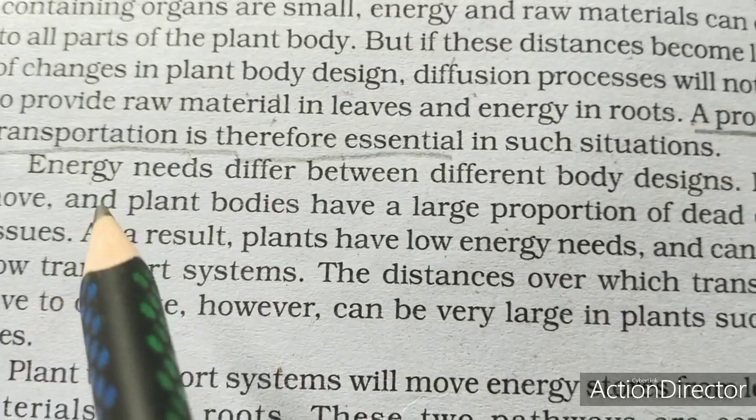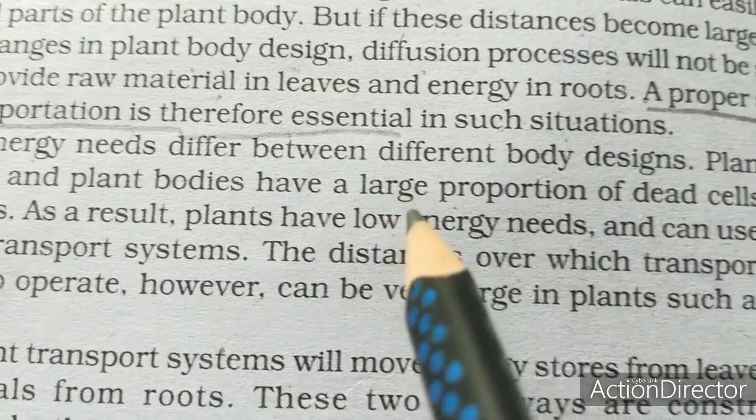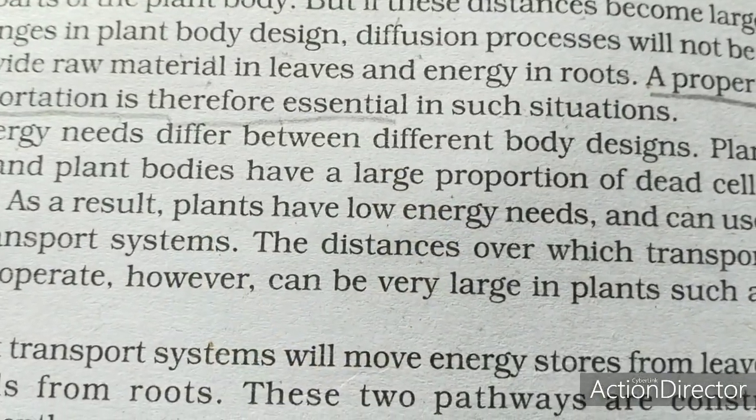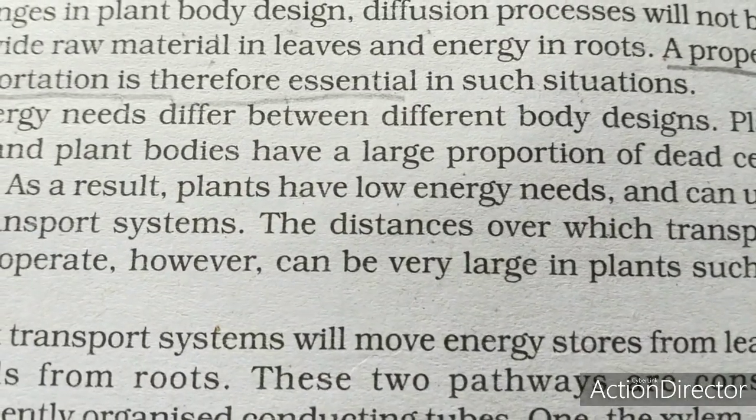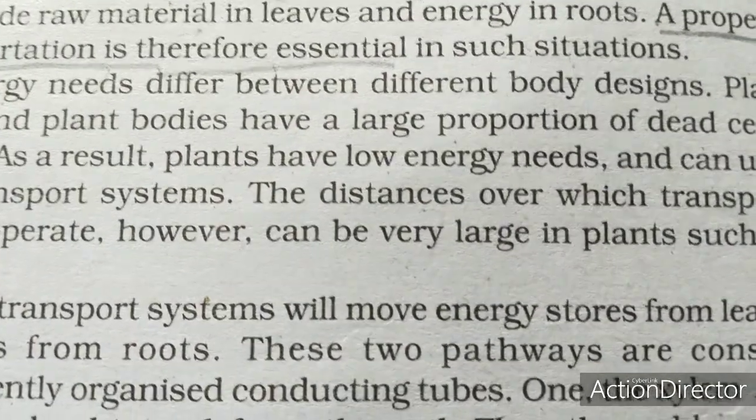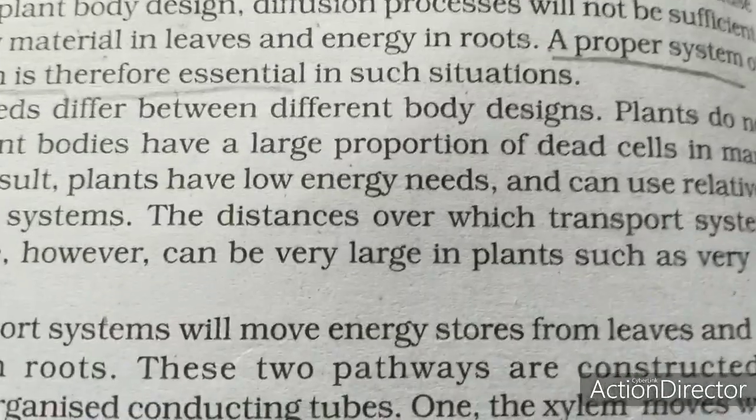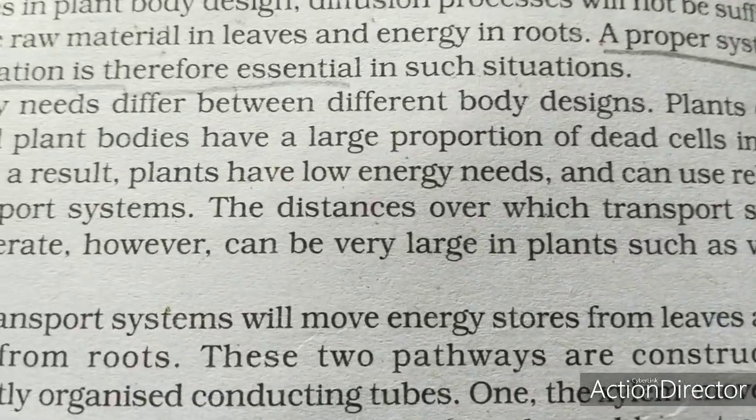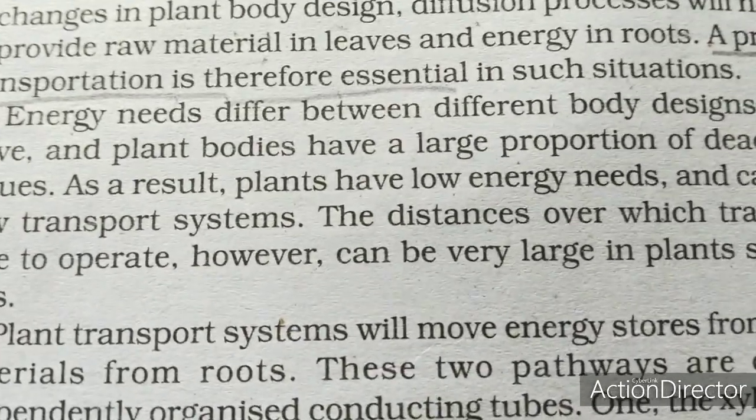The need of energy differs from organism to organism. For example, animals move from place to place, that is, they show movement and they are highly active. So, the requirement of energy is very high in case of animals. Whereas, plants do not move. They don't show movement from place to place.